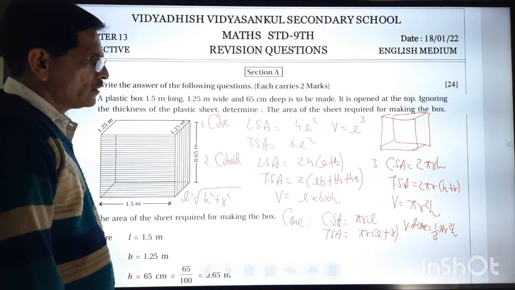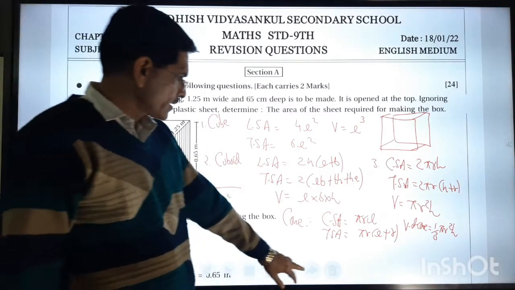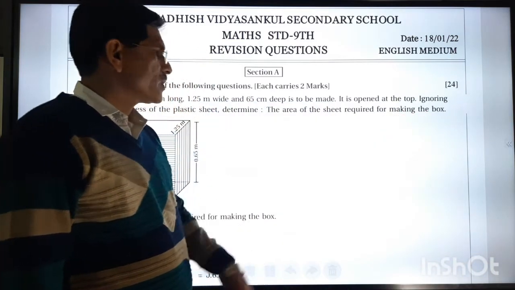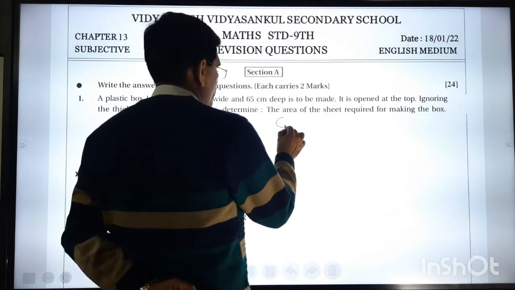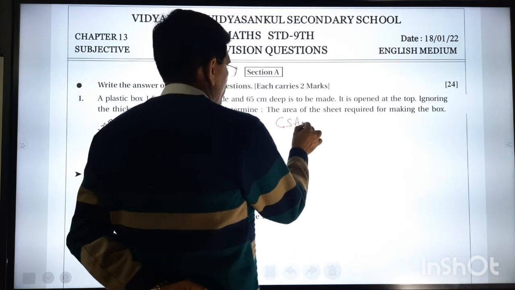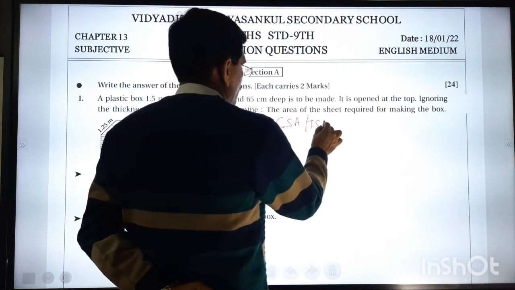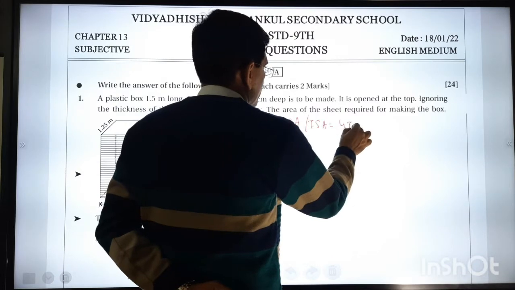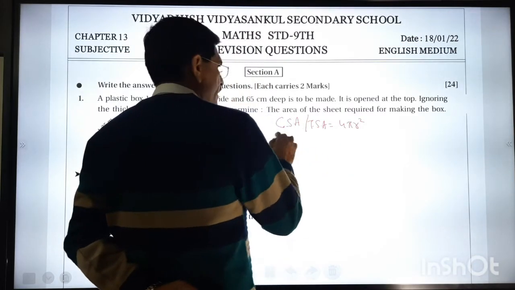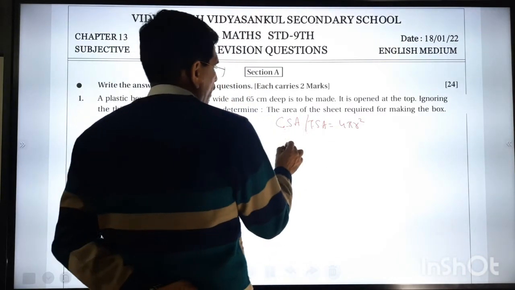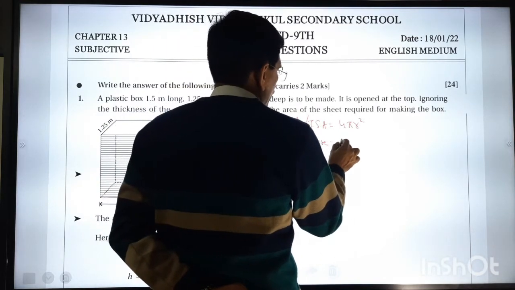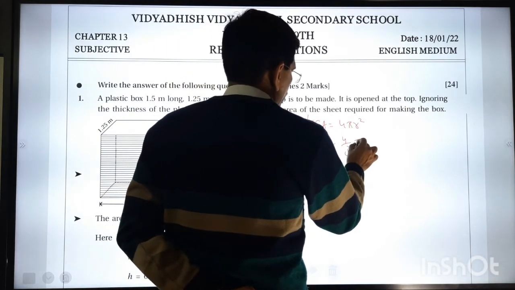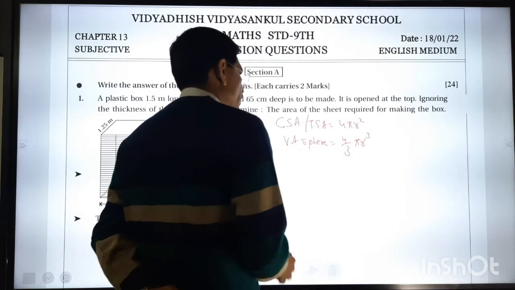So cube, cuboid, cylinder, cone. Same thing, we can discuss the hemisphere and sphere. For sphere, CSA and TSA both are the same, so we can write 4 pi R square. TSA and CSA are the same. Volume of sphere is 4 by 3 pi R cube.